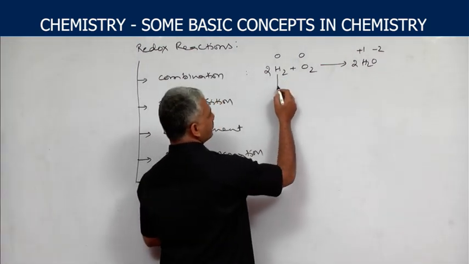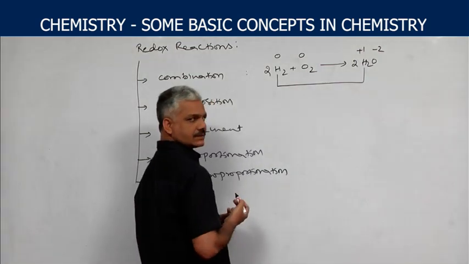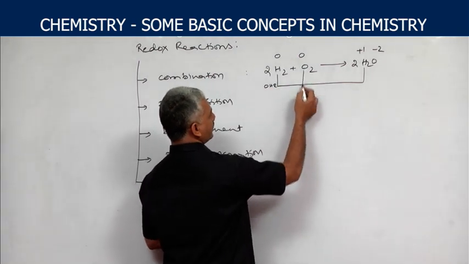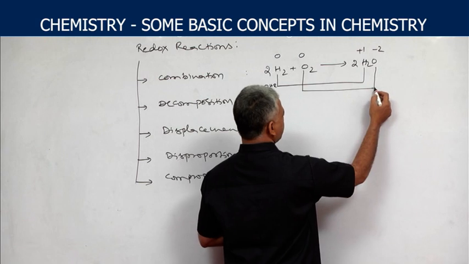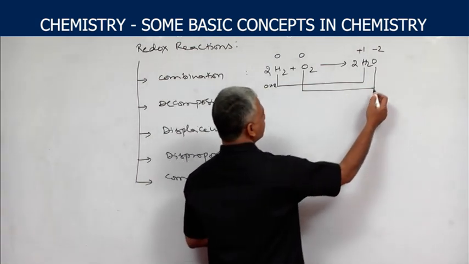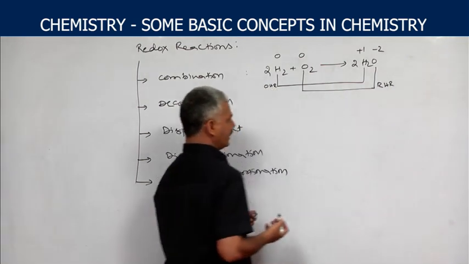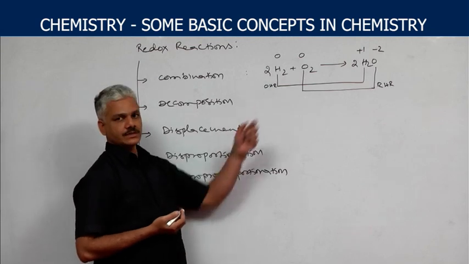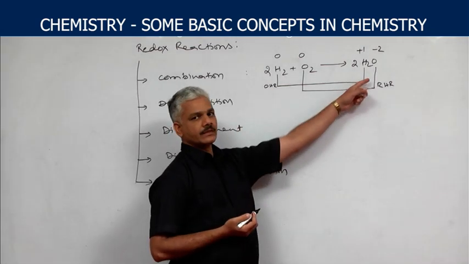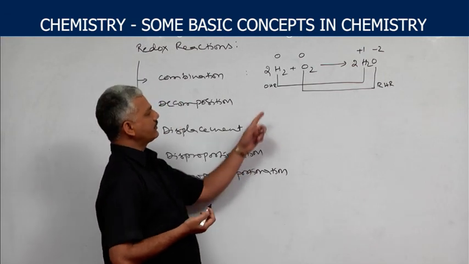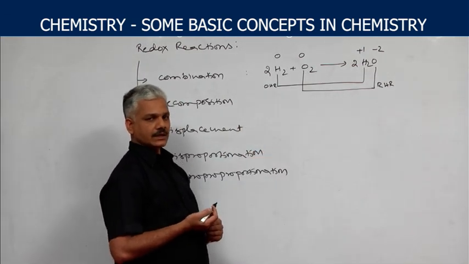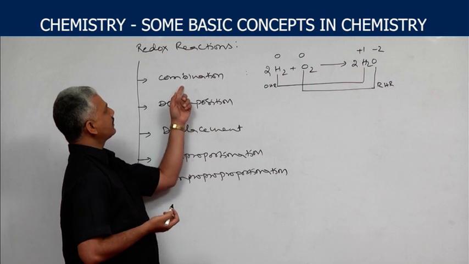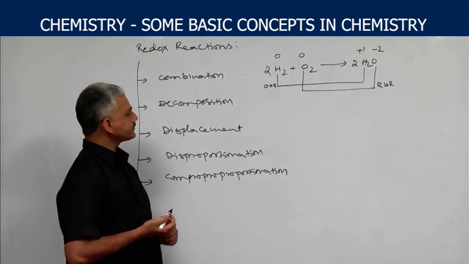So in this reaction, for hydrogen there is increase in oxidation state. So it is OHR, oxidation half reaction. For oxygen there is a decrease in oxidation state. So it is RHR, reduction half reaction. In this reaction, two elements, hydrogen and oxygen, are combining together to form a molecule water, in which both oxidation and reduction reactions are taking place. This type of redox reaction is called a combination redox reaction.